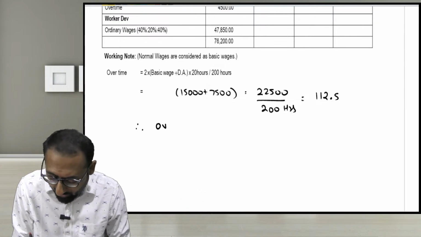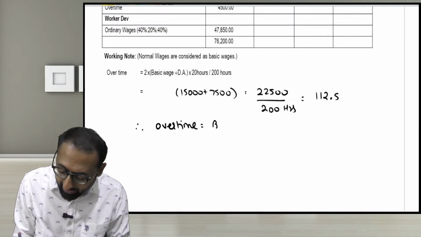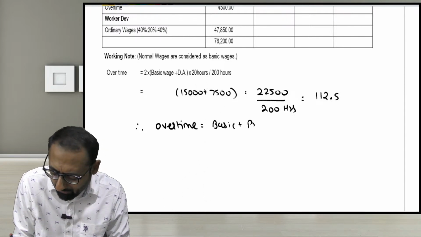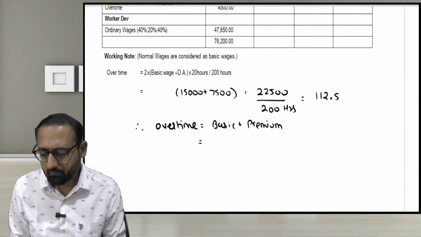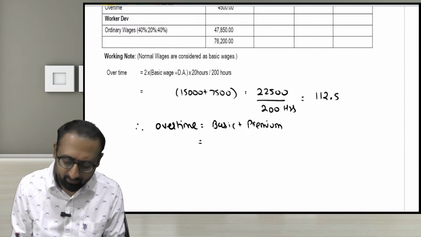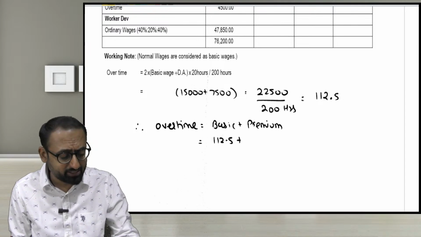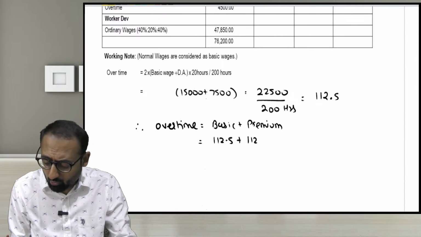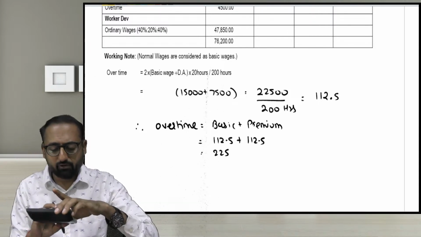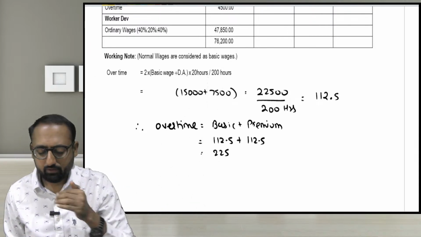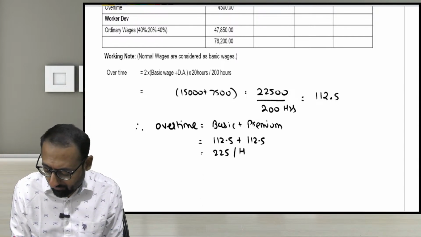So for overtime you will get double the normal rate. You will get the basic plus you will get a premium. Basic will be 112.5. Premium will be 100%, it is given in the question, so it will be 112.5 only. So it is 225. Into 2 if you are working, it will be 225. So overtime is 225 rupees per hour.